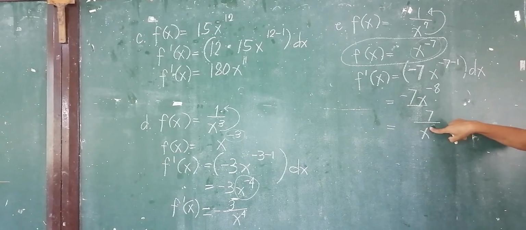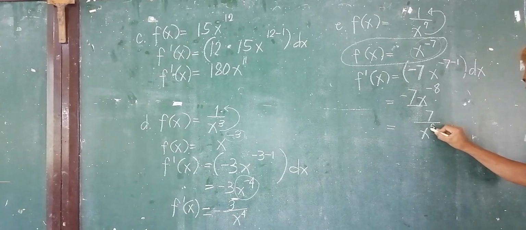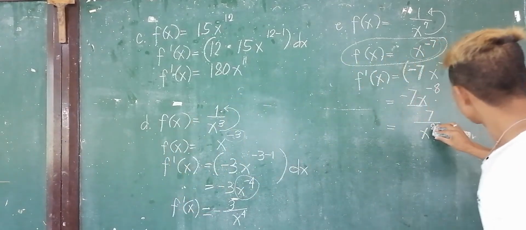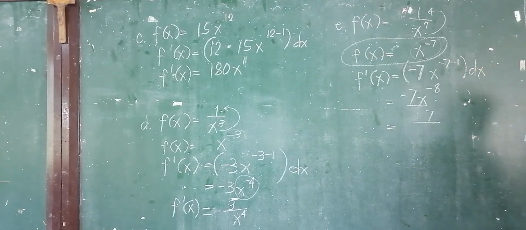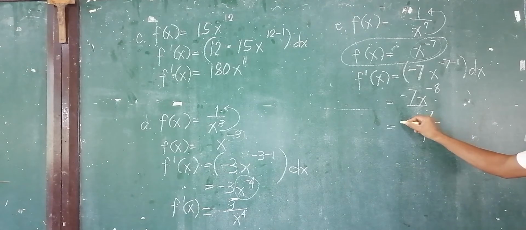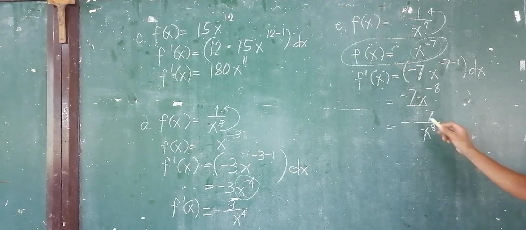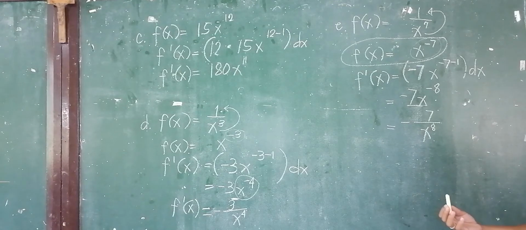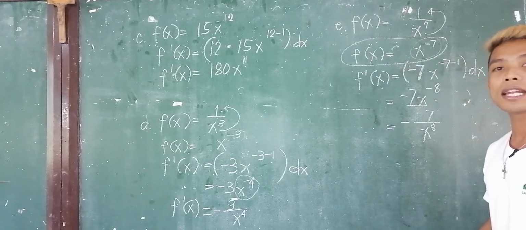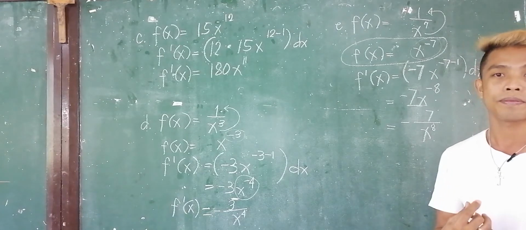Nababasa pa ba? Baka hindi na. X raised to 8. Tapos yung negative nasa gitna. Okay? Negative 7 over x raised to 8. So, ito yung mga examples natin doon sa formula number 2.